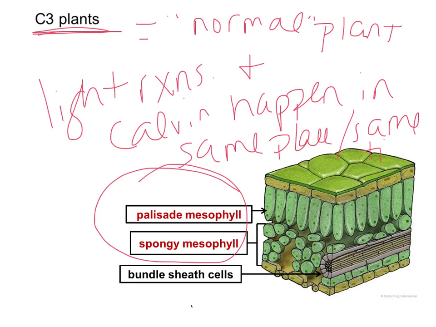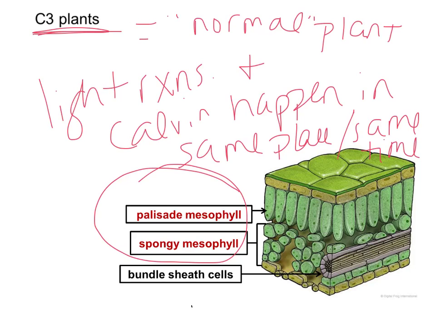Though both of those become an issue, because both of those are things that other plants have developed ways around, where they'll separate the light reaction and the Calvin cycle, either physically separate them or temporally separate them by time. So C3 plants are our normal plants. They do the light reaction and the Calvin cycle in the mesophyll of the leaves, same time, same place.